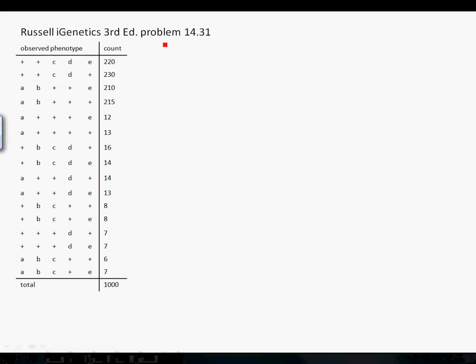So here I'm going to show you the third part of problem 14.3. This is going to be for Russell iGenetics 3rd edition problem 14.3-3. In the first part we determined that this problem is a cross of a female who is heterozygous at 5 loci, A, B, C, D, and E. Sorry, that E would be wild type, not that.